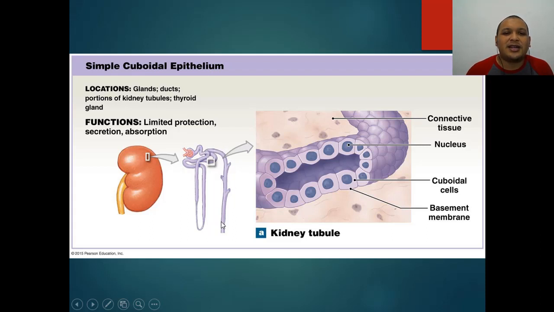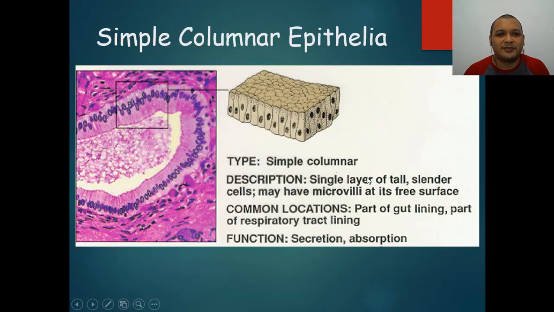So the layer in urine production is made from cuboidal cells. Okay, good. Now we have simple columnar. Columnar is this type of cell, which is quite long in appearance. Simple columnar means only one layer, and it can be found mostly in our internal organs such as the intestine. In some cases they can have what we call microvilli, and the function is similar to the previous one, which is secretion and also absorption.